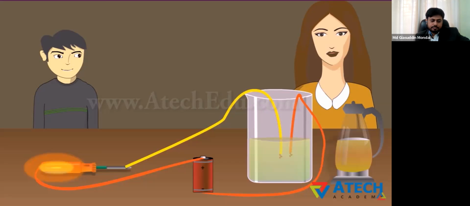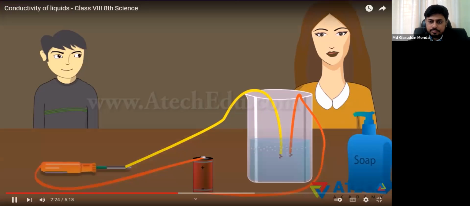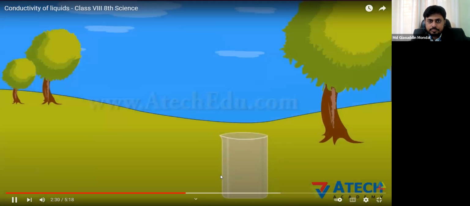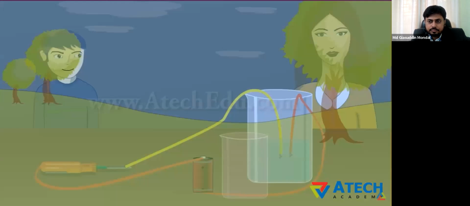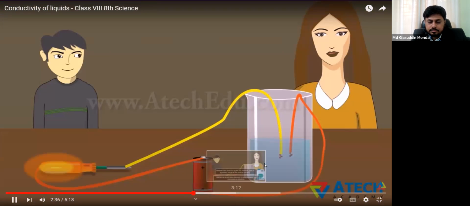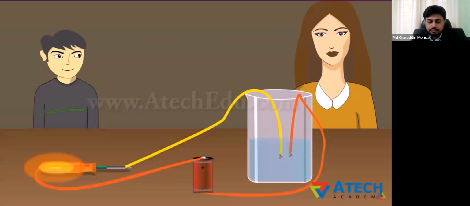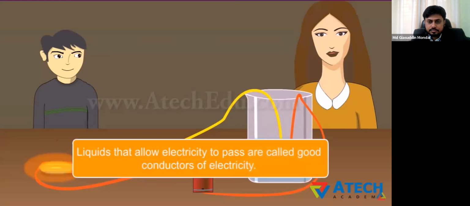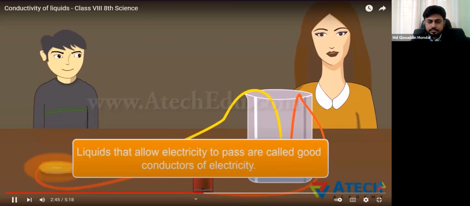Can we also check the soap solution? Yes, when we repeat this activity with the soap solution, the tester glows. Collect some rainwater in a beaker. When we repeat this activity, we find that the tester glows again. That means soap solution and rainwater are also good conductors of electricity. Liquids that allow electricity to pass are called good conductors of electricity.